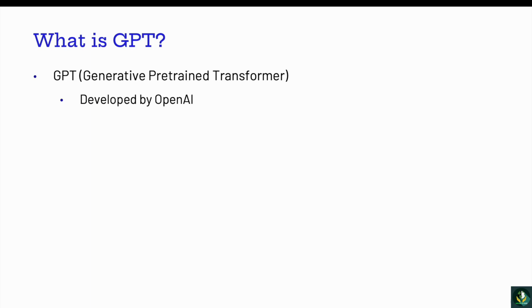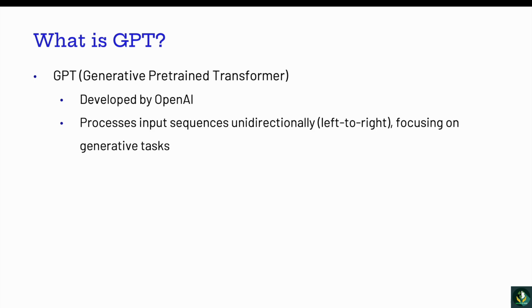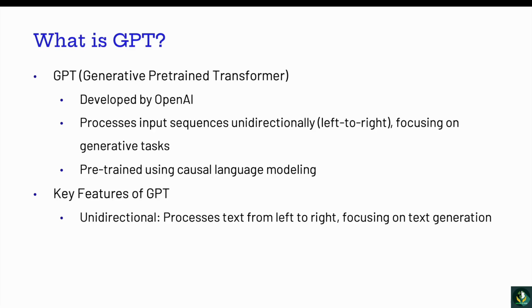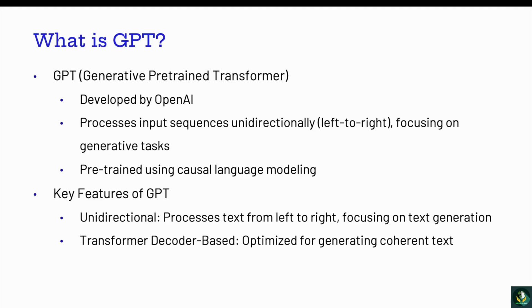Now, what is GPT? GPT, which stands for Generative Pre-trained Transformer, is developed by OpenAI. It processes input sequences unidirectionally, left to right, focusing on generative tasks. It's pre-trained using causal language modeling. Some of the key features of GPT include it's unidirectional, processes text from left to right, focusing on text generation. Transformer decoder based, it's optimized for generating coherent text, and applications include text generation, chatbots, and summarization.